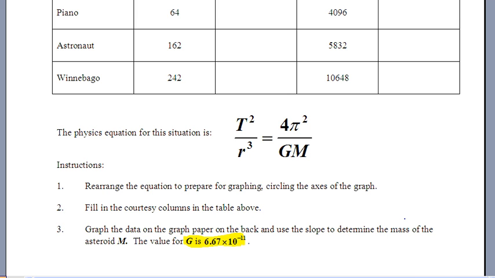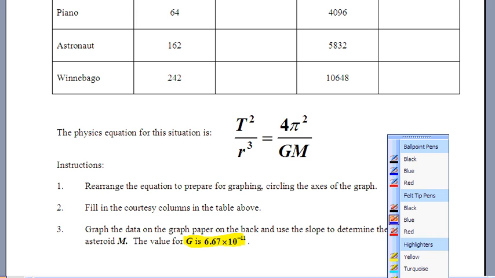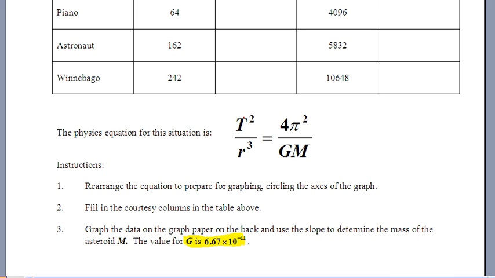So things that are changing. There are so many different data points in this story, right? There's a data point for a piano, an astronaut, and a Winnebago. Lots of different values for T and lots of different values for r cubed. And as I circle those, that does not look like Math 10. So this needs to be rearranged a little bit.